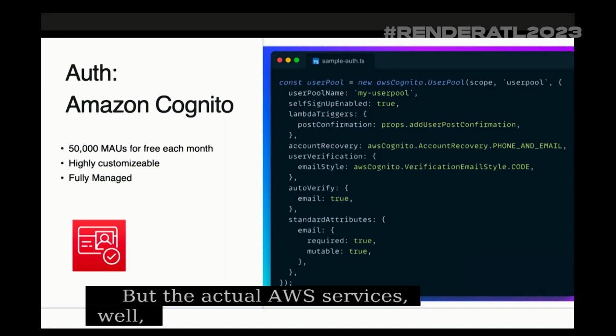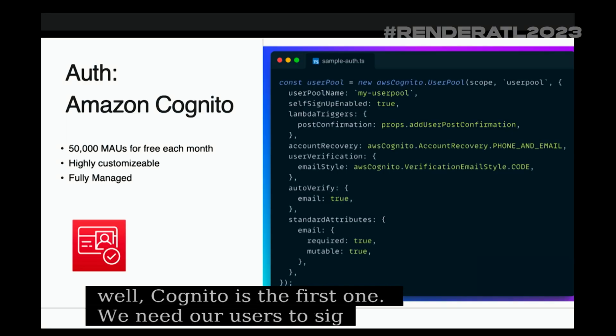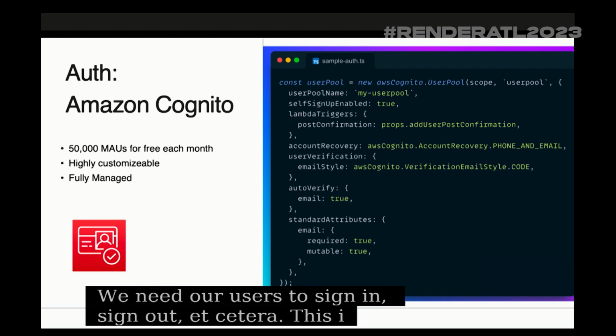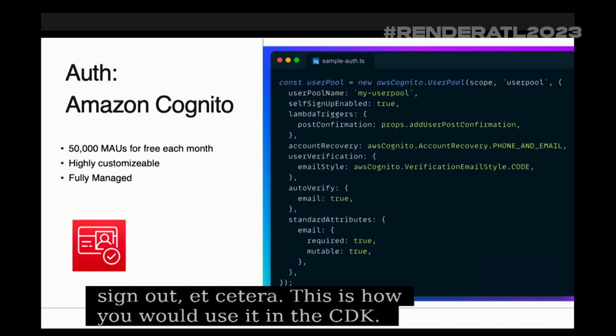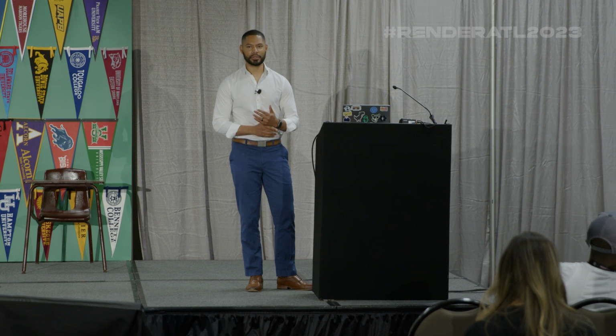But the actual AWS services, well, Cognito is probably going to be our first one. We need a way to have our users sign in, sign up, etc. And this is how you would use it in the CDK. What is this? 15 lines of code, and it's doing a lot.